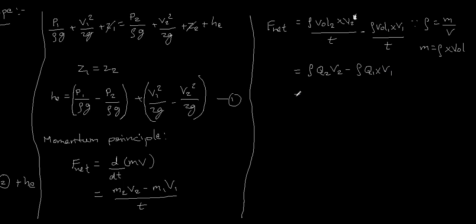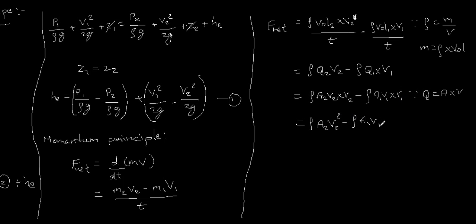Already we know that discharge q is equal to area into velocity. So write it as, in place of q2, a2 v2 into v2, minus rho a1 v1 into v1. Finally we can write this equation as rho a2 v2 square minus rho a1 v1 square.